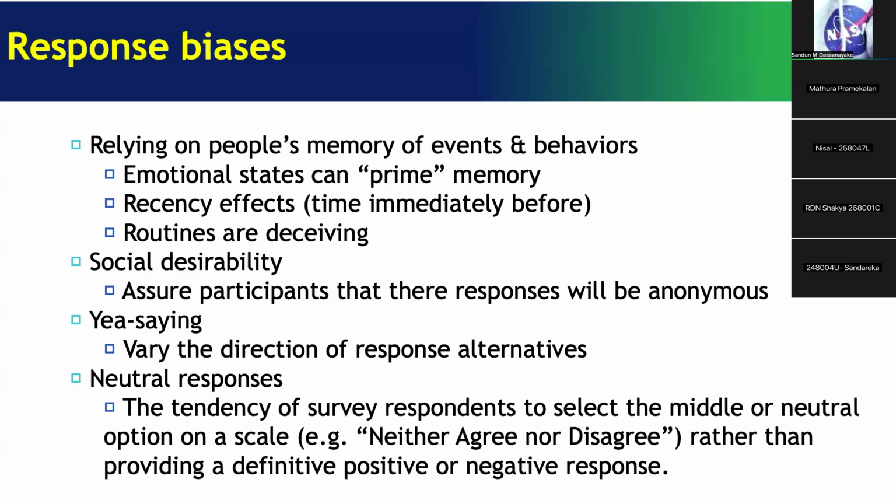Then social desirability: assure participants that their responses will be anonymous. That is very important. Yea-saying: vary the direction of response alternatives, not always yes, yes, yes, yes; there should be some sort of alternative response. Neutral responses: the tendency of survey respondents to select the middle or neutral opinion on a scale, neither agree nor disagree, which we also do when we are in a hurry. So providing a definite positive or negative response is the neutral response bias. There is no opinion in it.